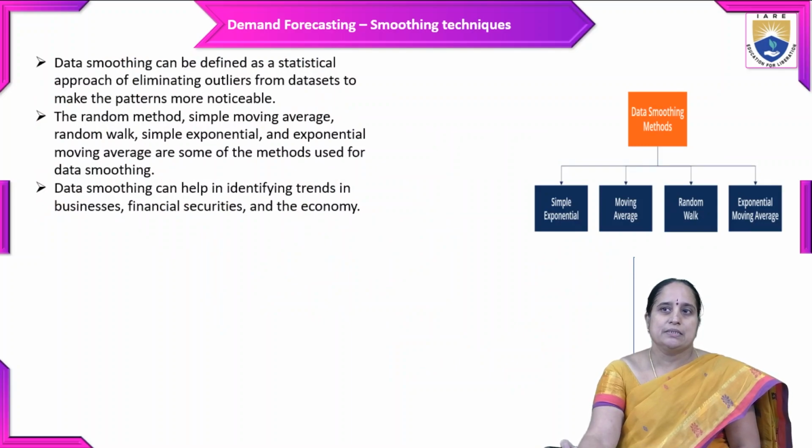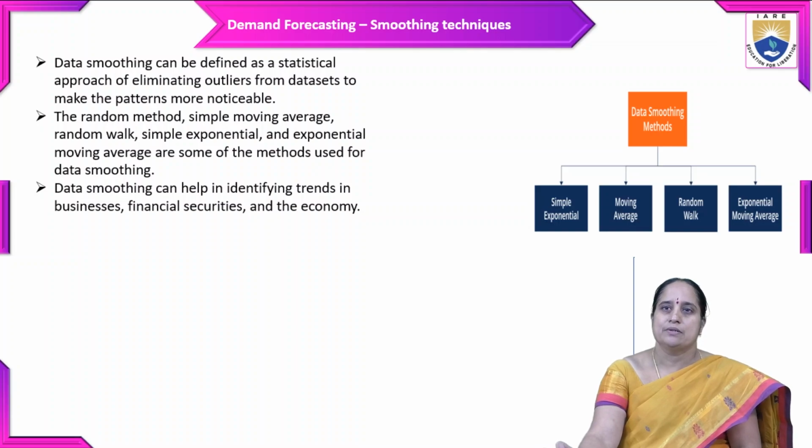Then demand forecasting smoothing techniques. Data smoothing can be defined as a statistical approach of eliminating outliers from data sets to make the patterns more noticeable. The random method, simple moving average, random walk theory, simple exponential and exponential moving averages are some of the methods used for data smoothing. Data smoothing can help in identifying trends in businesses, financial securities, and the economy.